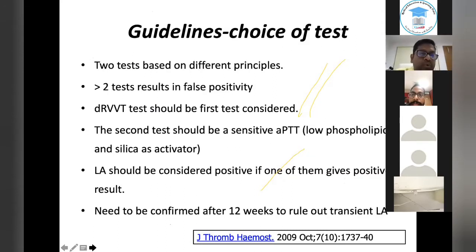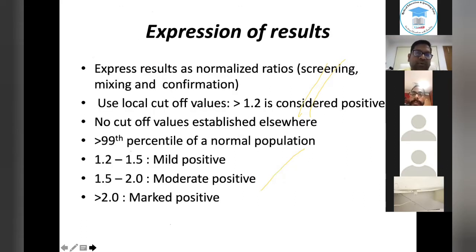The guideline says that 2 tests should be done on different principles. More than 2 tests can give false positivity. DRVVT is a must. The second test can be a sensitive APTT, that is, low phospholipid with silica as activator. Lupus anticoagulant should be considered positive if one of them gives a positive result. And it needs to be confirmed after 12 weeks to rule out transient lupus anticoagulant.